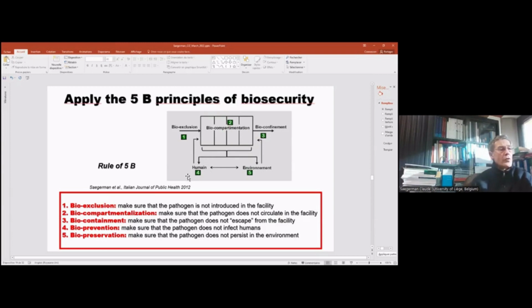But of course, if you have a zoonosis, it's very important to protect humans, and it's bioprevention. Make sure that the pathogen does not infect humans, for example, by the use of personal protective equipment. And also some pathogens have a longer survival time than other pathogens in the environment. And for this, we need to perform biopreservation, to make sure that the pathogen does not persist in the environment. And if you have this principle in your head, you forget nothing, depending on the place that you work or also the pathogen of interest. I think it's very important to have this picture in your head all of the time.